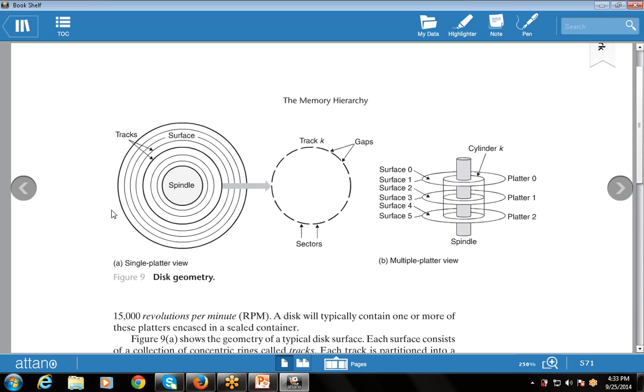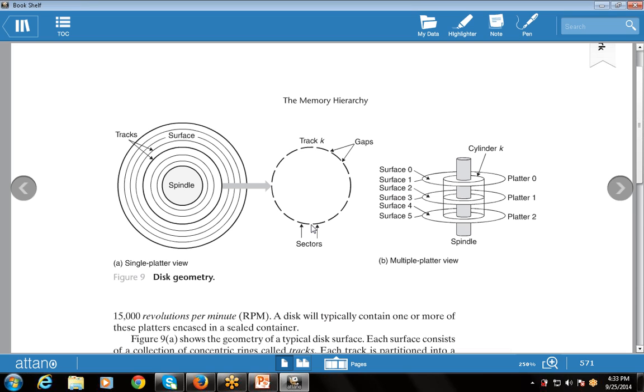So this is your single platter view, that is your spindle. These are the tracks, these are the surfaces. This is track K, for example; we have taken one track. There is a gap between the tracks, you can see. And these are the sectors. There is a gap, there is a sector. There is a gap, there is a sector. So if I say a disk contains various tracks and sectors, this is true. That is, a disk stores the data in the form of tracks and sectors.